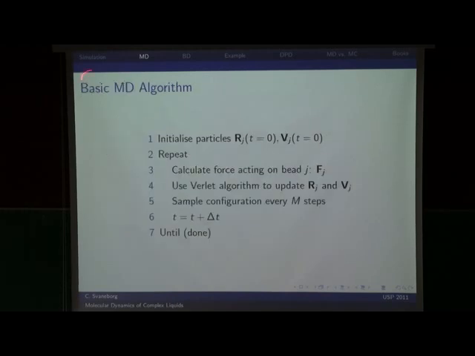So a basic molecular dynamics algorithm would say, well, we initialize the position of all particles at time equal to 0, we initialize all their velocities, and then we repeat: calculating the force acting on j from all its neighbors, and then we use the Verlet algorithm to update positions and velocities. Every once in a while we store the position of everything so we can analyze the trajectories. We add delta t to time, and then we continue doing this. We're just propagating the system one delta t at a time. And of course, there are some details to this, but this is the conceptual basis of doing molecular dynamics. It's not complicated.